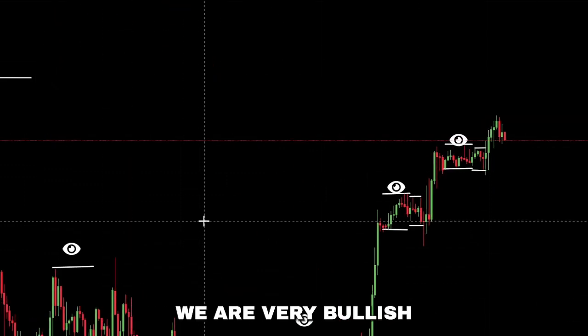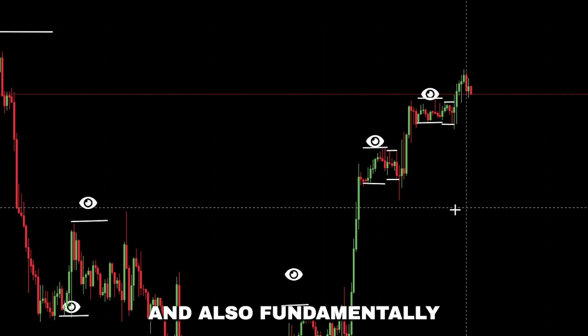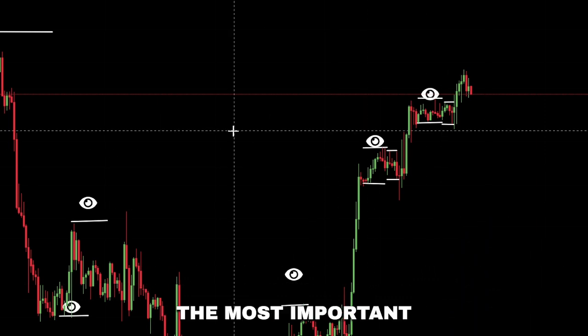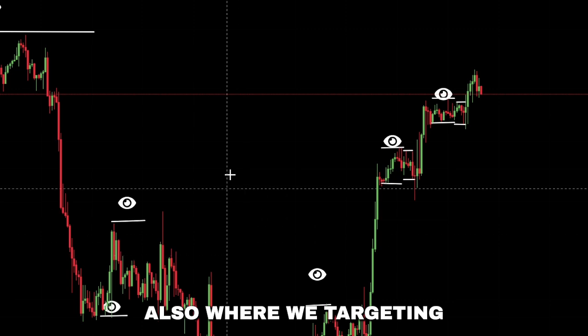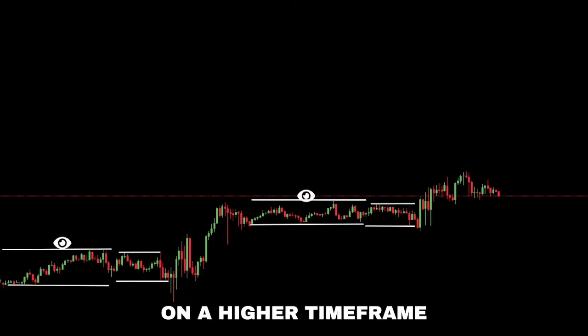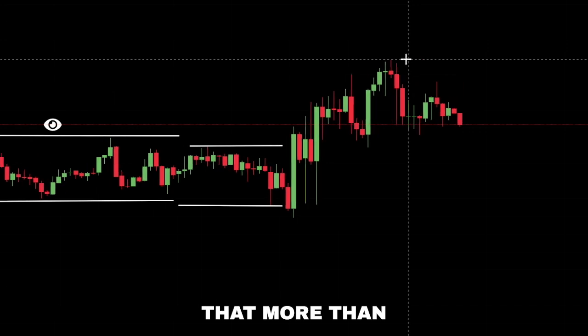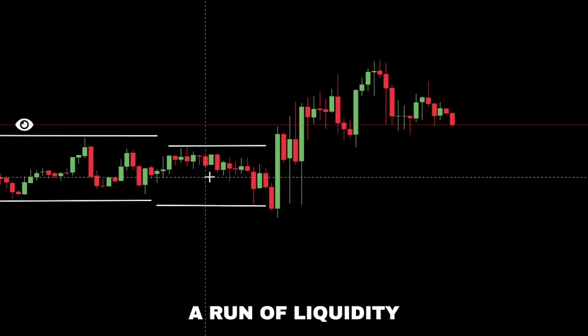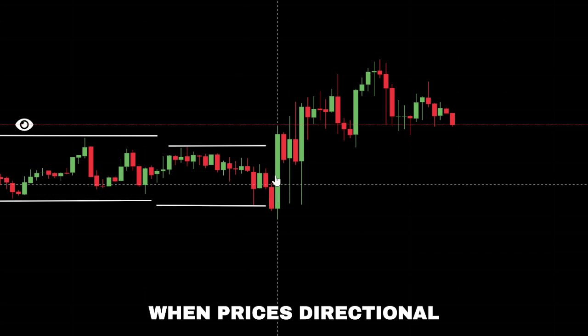Right now we are very bullish directionally and also fundamentally. So that's the most important part to me. Where are we going towards, and also where are we targeting on the higher time frame? So when I go to the lower time frames, I know that more than likely there will be a run of liquidity when price is directional.